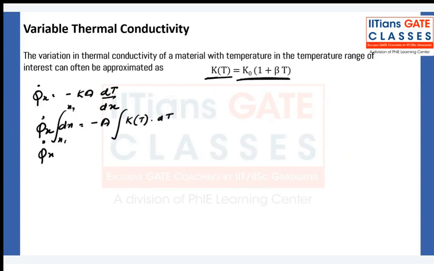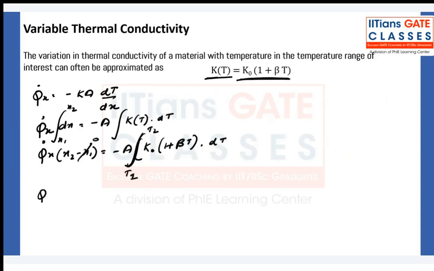So x2 minus x1 is equal to minus A integral of K naught (1 plus beta T) dT, from T1 to T2. And we know that in the rectangular case this is equal to L, so Q dot x into L is equal to minus A. Now this K naught is a constant, but not the conductivity; it is a separate constant. It can be any constant. And beta we will see what it is, and T is temperature.